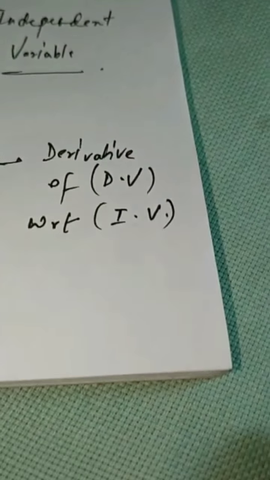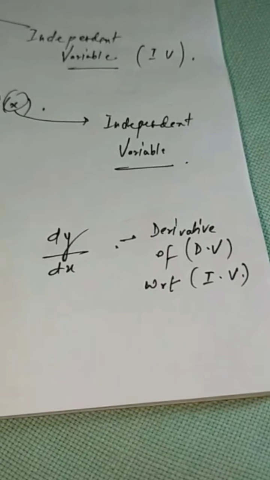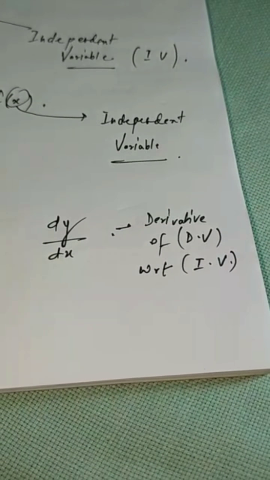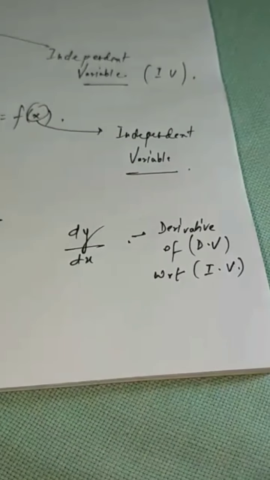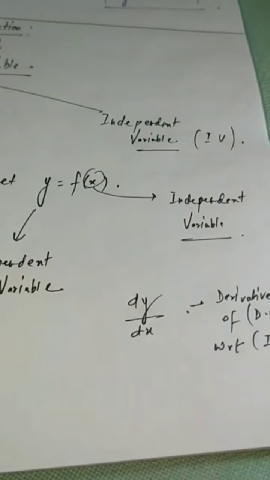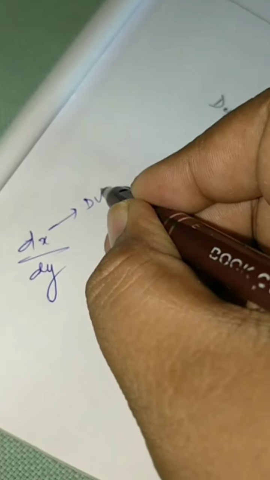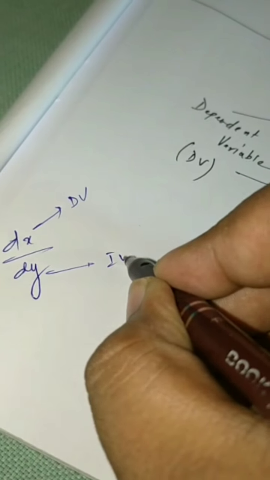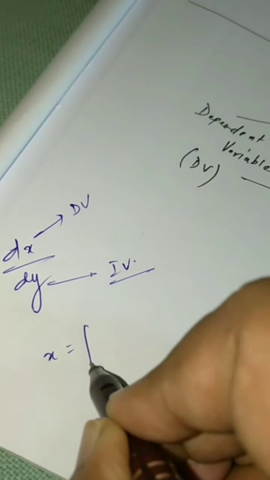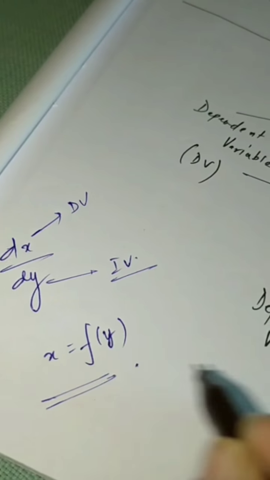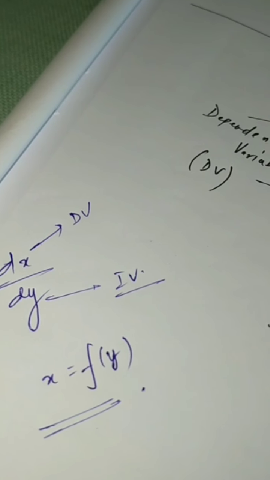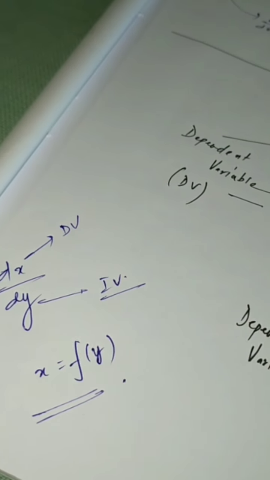I'm writing dependent variable as DV and independent variable as IV. This point is very important: we always calculate the differentiation or derivative of the dependent variable with respect to the independent variable. So if I write dx by dy, we can easily say the dependent variable is now x and the independent variable is now y. So in this case x is a function of y.